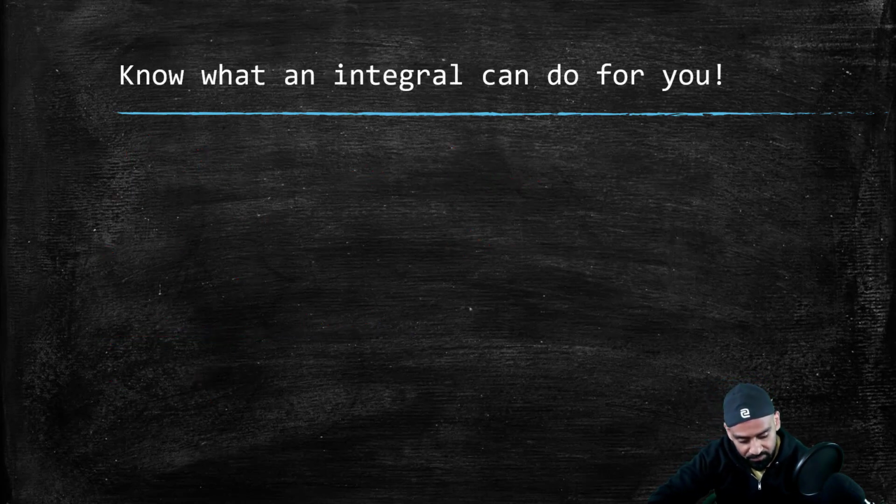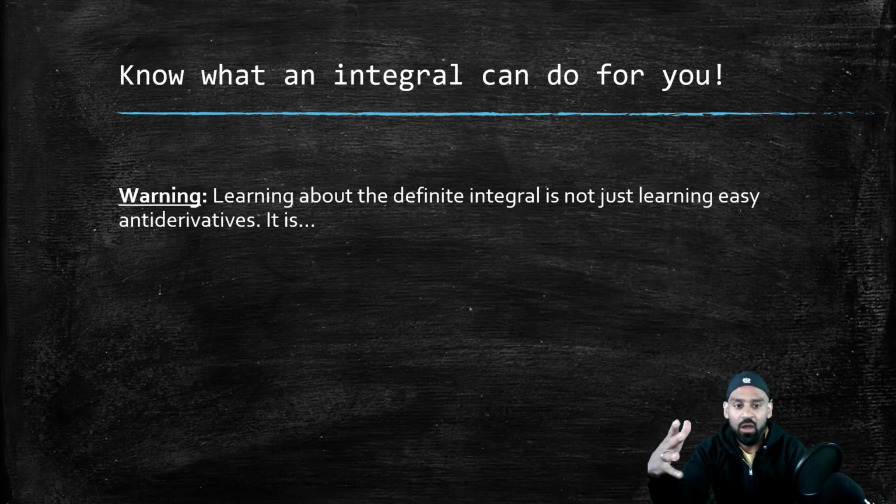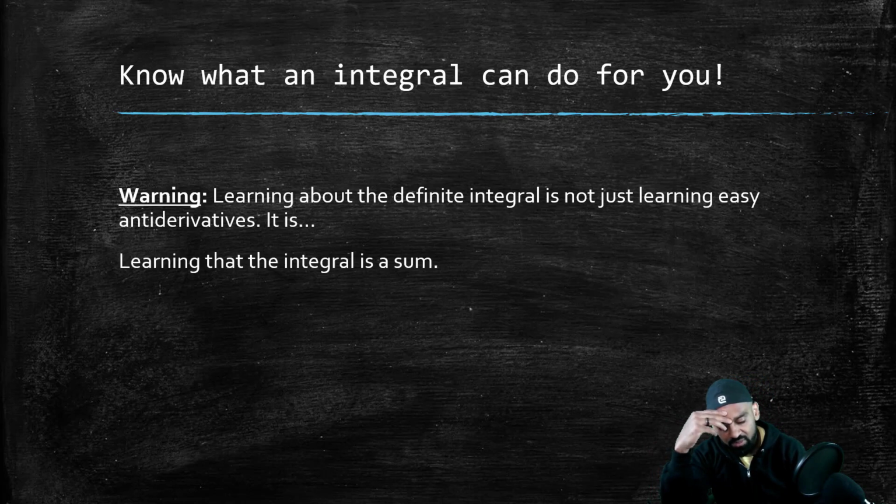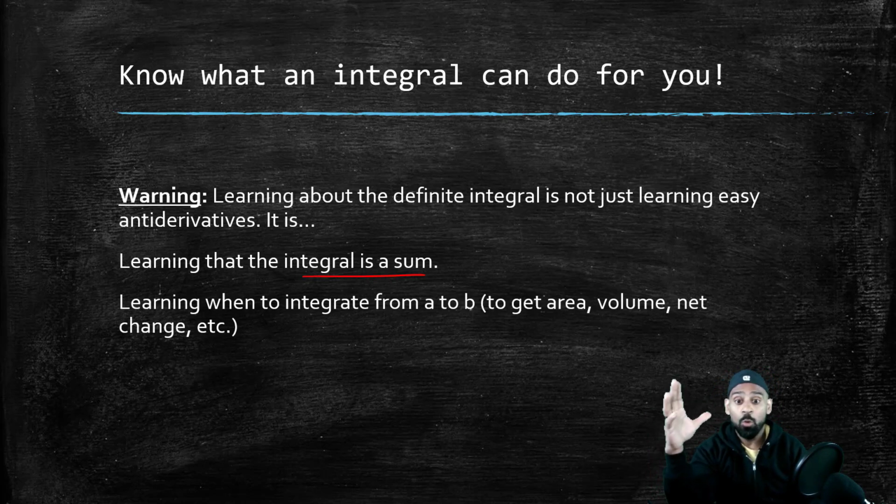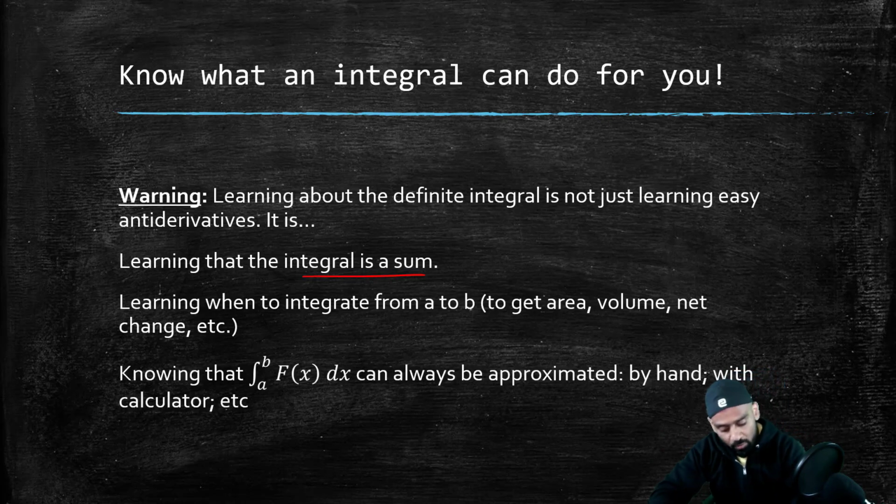All right, so the question is, you've got to know what an integral can do for you. This is basically a warning: learning about integrals is not just about calculating a number, which is often the big thing. Remember, an integral is a sum, a sum of those little bits and slices, and that is how we get the perfect areas. That's huge. Learning that when we integrate from an A to a B, we're getting the area underneath that curve. That's huge. And then finally, integrating little f, not big F, can always be approximated if you don't know what to do.